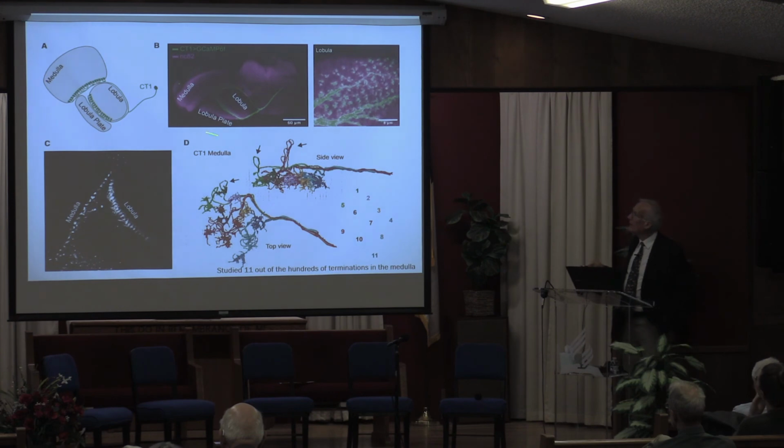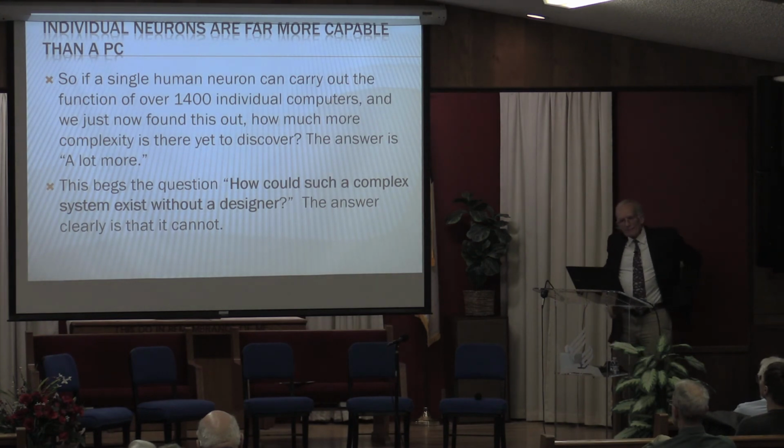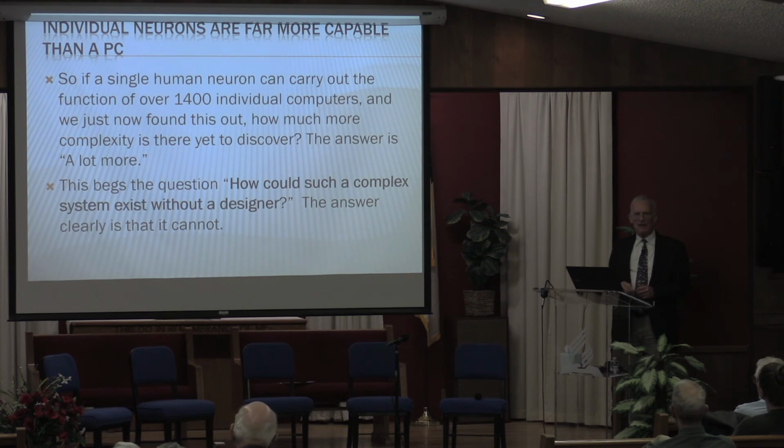Here is that one nerve coming down here, and it diversifies and spreads over all these surfaces here. Here you can see the ends of it. It's been dyed with a green dye. And there are about 1,400 termini in just one neuron. Now, if we didn't know that half a year ago, and we just found out this, how much more is there about the complexity of the human brain that we don't even know yet? The answer is a lot more. Am I right?